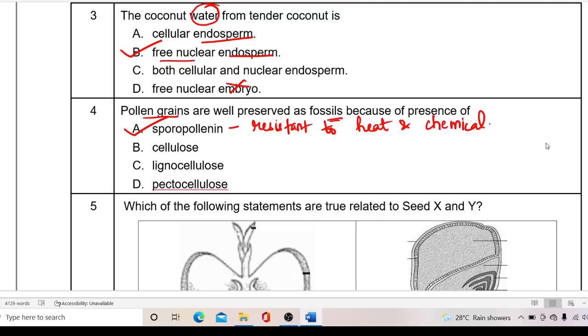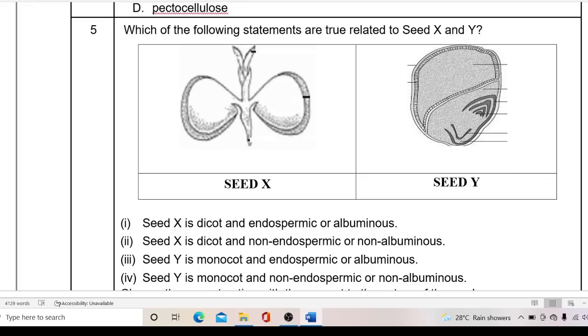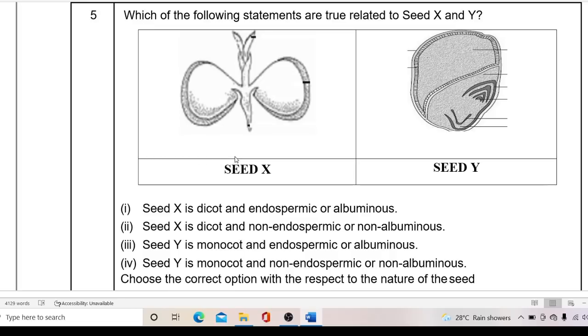Okay, remember this. Moving on to question number 5. Which of the following statements are true related to seed X and Y? So here we have given two seeds, seed X and Y. So see the images properly. Here we can see जो seed X है, it is a dicot seed, whereas ये seed Y का diagram है, it is of monocot seed, ठीक है.